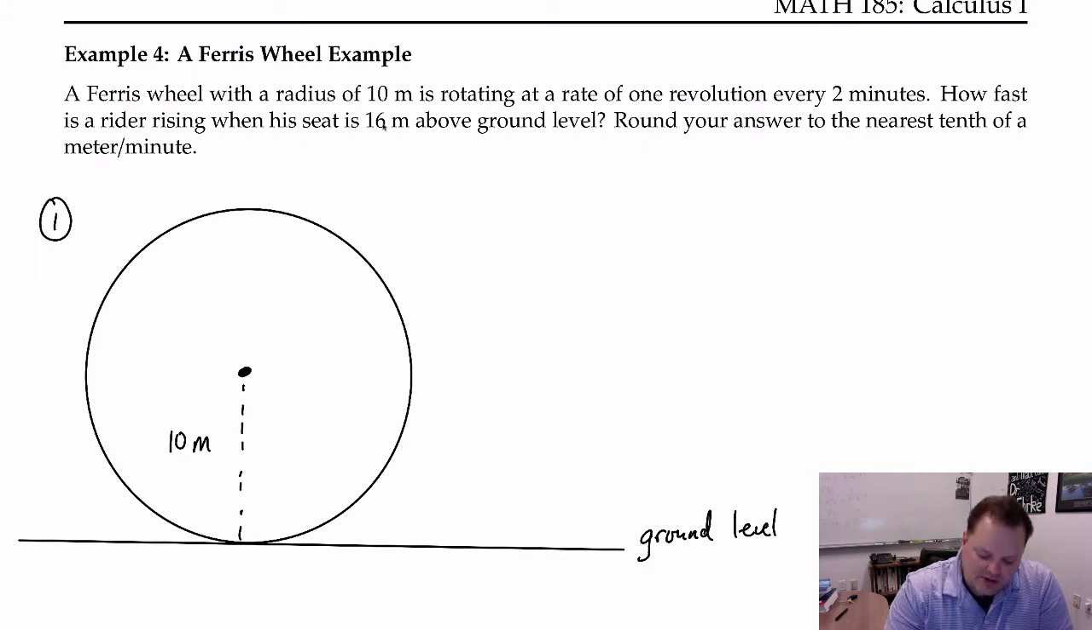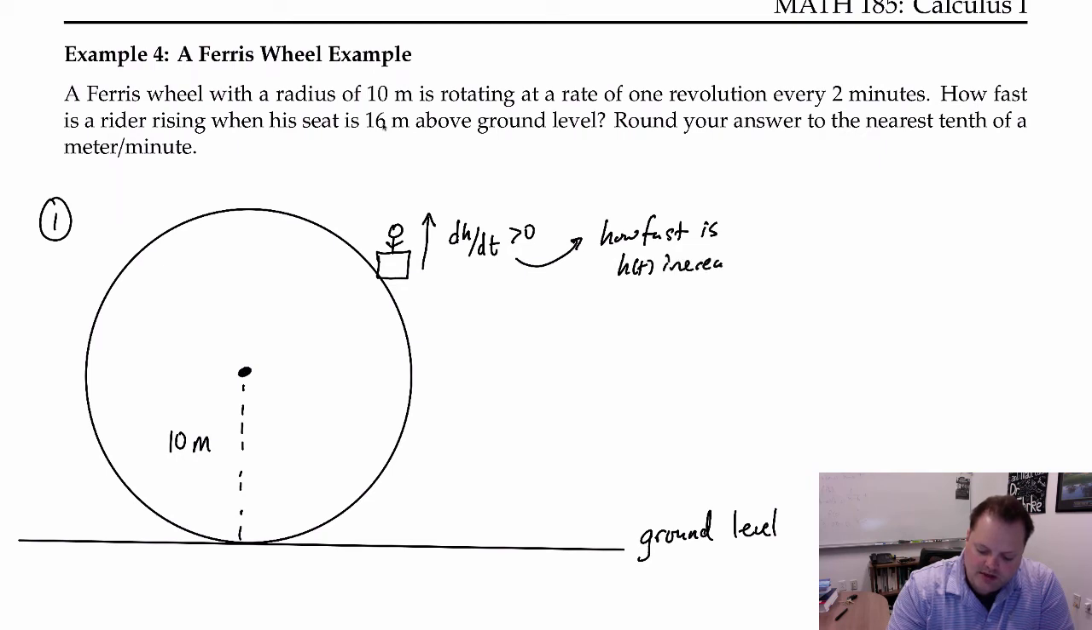So let's say, just for the sake of argument, here is the Ferris wheel seat. Here's the person in the Ferris wheel. Their vertical distance is increasing, right? So their dH/dt is increasing, but I want to figure out how fast h of t is increasing. So I need to figure out the rate. And the rate at which their height is increasing is related to the rate at which this angle is rotated.